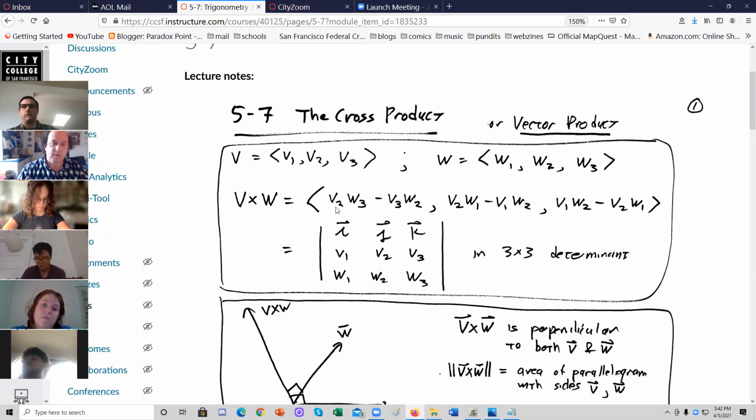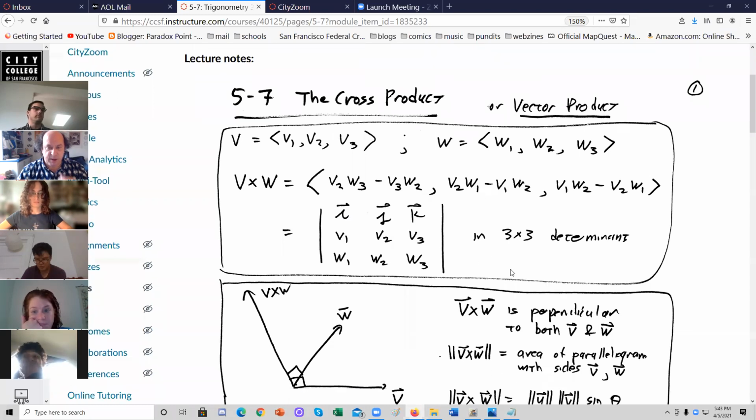Here's the formula. First component is V2W3 minus V3W2. Second component, well, this is a mistake. This should be V3W1 minus V1W3. These twos should be threes, and I shall change it in the canvas shortly after we finish the class. And the last component is V1W2 minus V2W1. This can be written as a 3x3 determinant. First row is i, j, k, second row V1, V2, V3, third row W1, W2, W3.